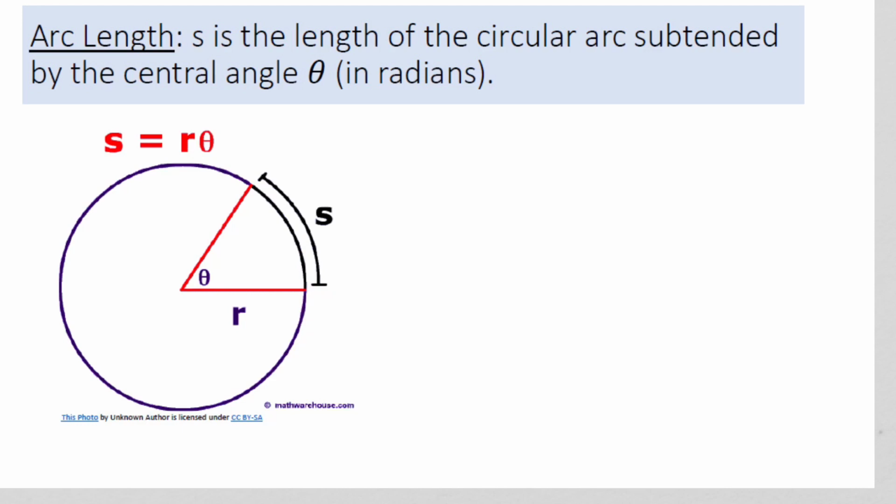So the formula for finding out the length of this arc is: the length of the arc S is equal to the radius times the angle here. This is the angle subtended by the central angle theta. In this formula, theta must be in radians. So if it's in radians, we go ahead and plug that angle right into the formula. If it's in degrees, we would first convert it to radians and then plug it into the formula.